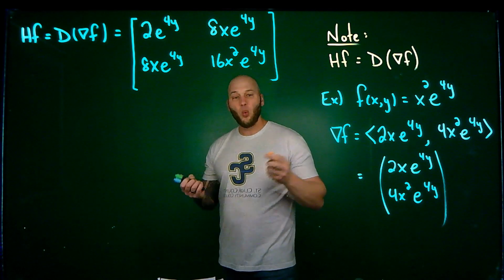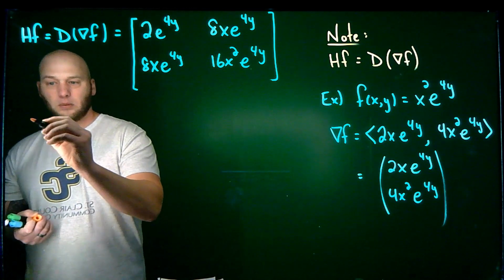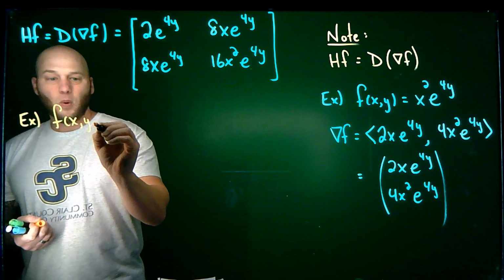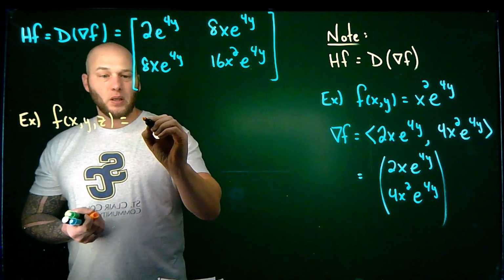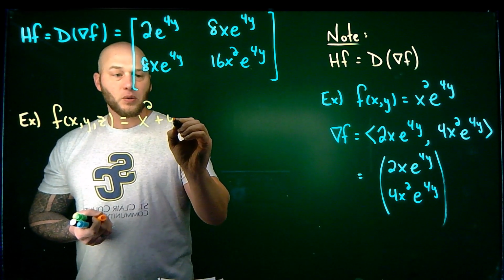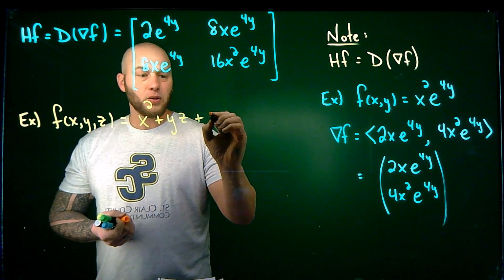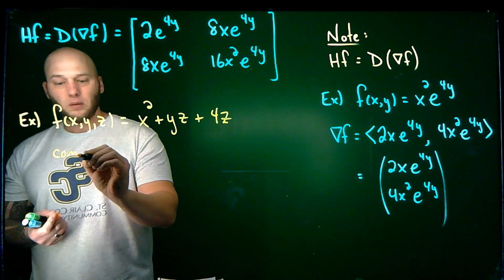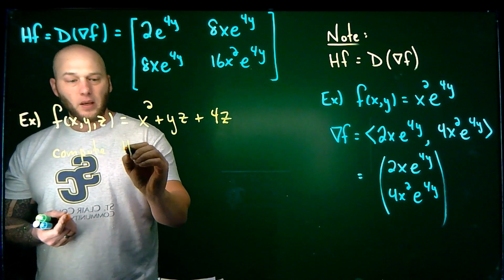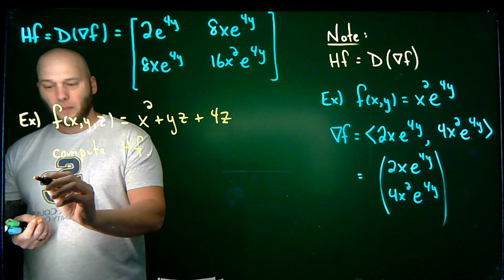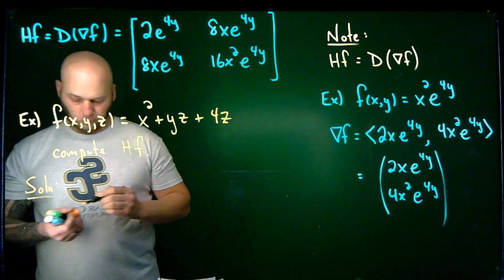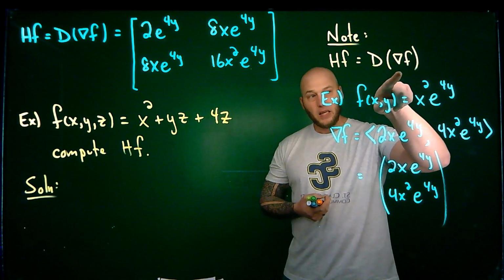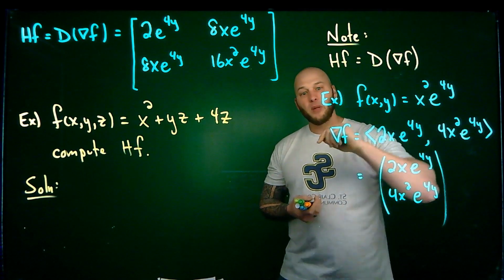Okay? Let's do one more example. F of x, y, z is going to be x squared plus yz plus 4z. Compute the Hessian of this function. All right, solution. Again, this is going to be the key, right? Compute the gradient and then compute the total derivative.